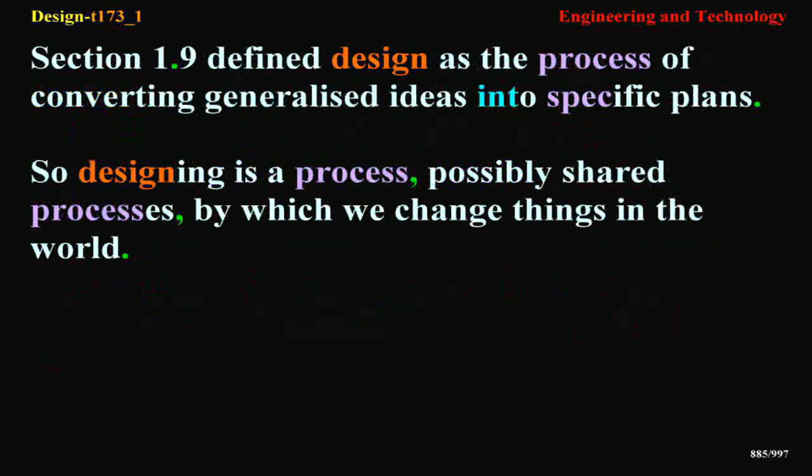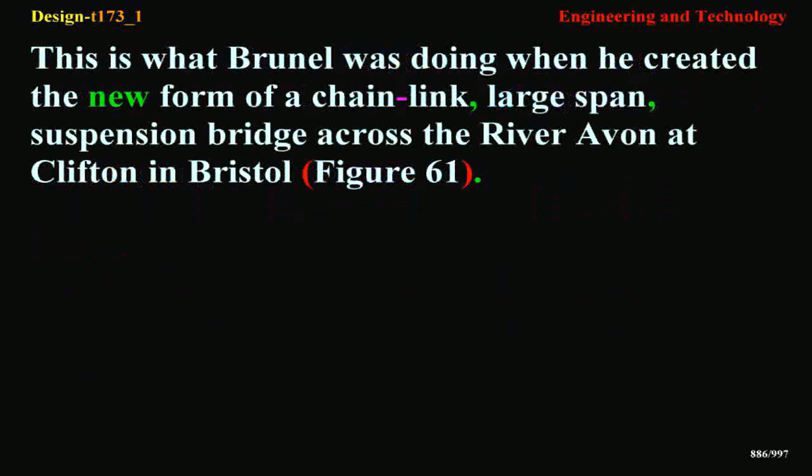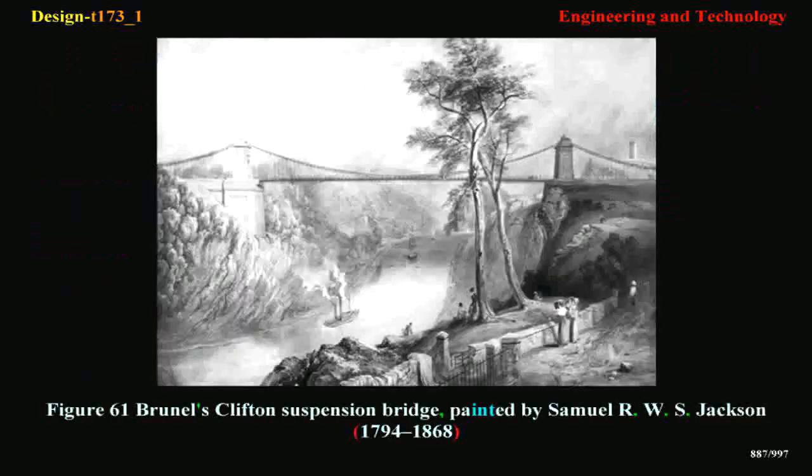Section 1.9. Define design as the process of converting generalized ideas into specific plans. So designing is a process, possibly shared processes, by which we change things in the world. This is what Brunel was doing when he created the new form of a chain-link, large-span, suspension bridge across the River Avon at Clifton in Bristol. Figure 61. Brunel's Clifton Suspension Bridge, painted by Samuel R. W. S. Jackson.